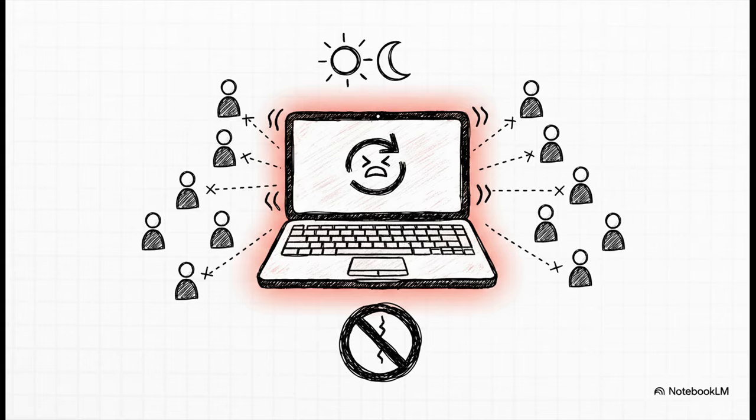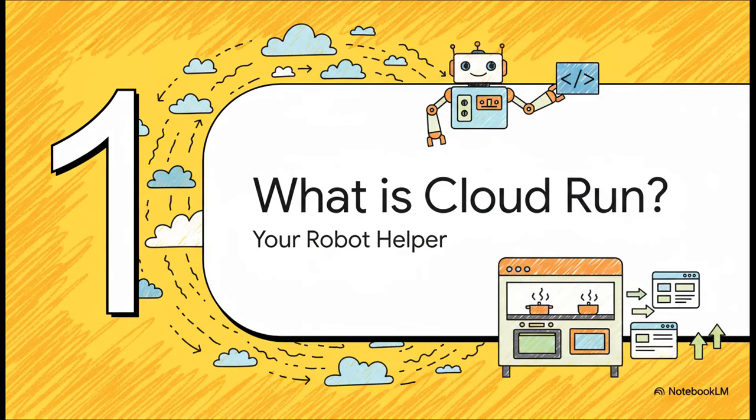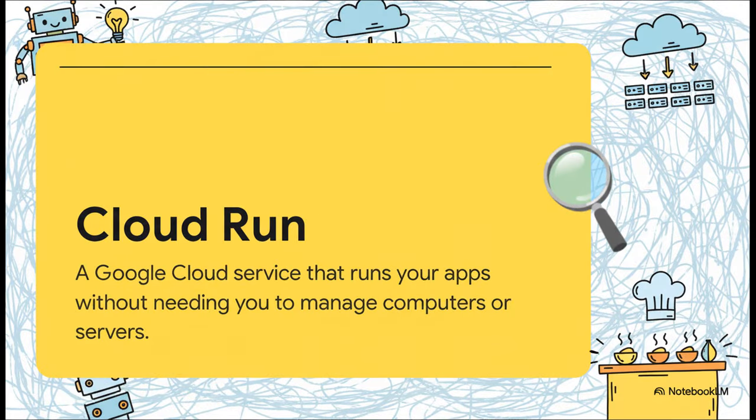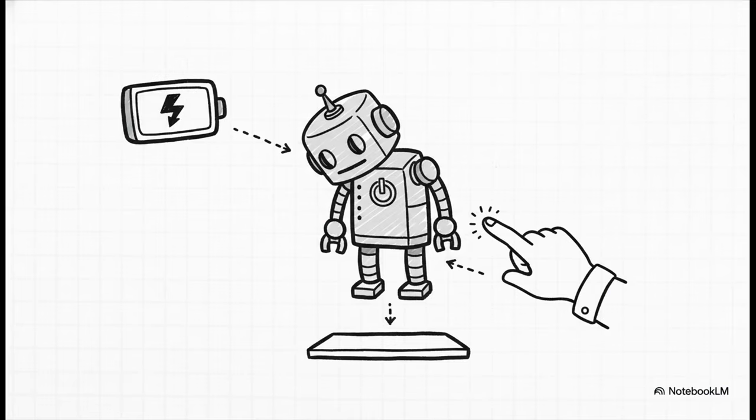This is the exact problem that needs a real solution. And that's where our hero of the day comes in, Google Cloud Run. The easiest way to think about it, it's like your own personal robot helper that gets your stuff on the internet. Okay, so what is it really? The official definition says it runs your apps without you having to manage computers or servers. And that last part, without you needing to manage servers, that's the absolute game changer here. But what does that actually mean?